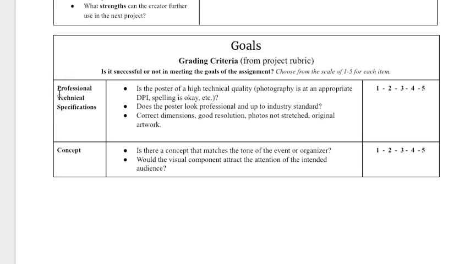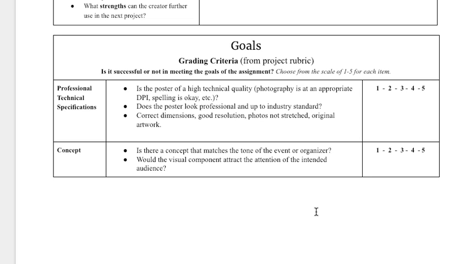So if we're looking at that here, what I've laid out is the grading criteria, which in effect are our goals here. I asked you guys to make a high quality technical quality poster that has no spelling errors, that's kind of ready to go live. I've asked it to be up to industry standard, ready to be printed if everything's the right dimensions, everything's the right resolution, photos are not warped, everything's original artwork. I've asked you to focus on concept that matches the tone of the event for the branding. And I've asked you to be really cognizant of your audience and the branding. So those were the goals of the project.